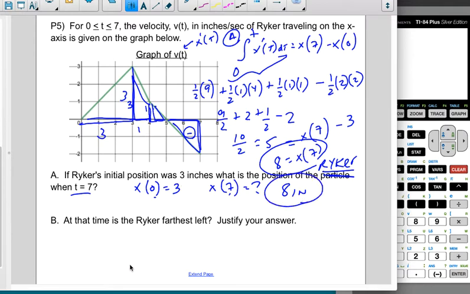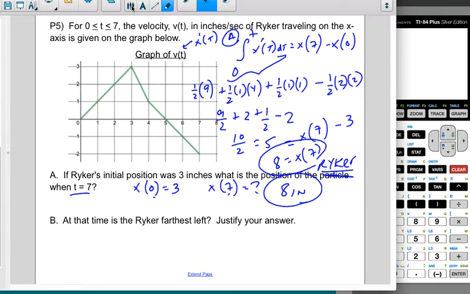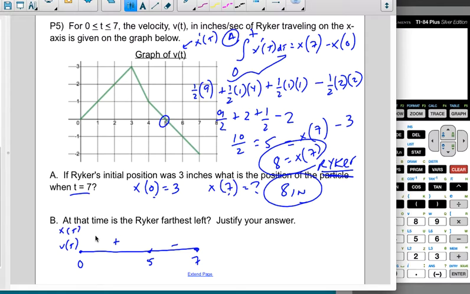At what time is Riker farthest left? Justify your answer. Now this one's a little bit trickier than the one I gave you in E5, and I'll walk you through why. So there are 2 times when Riker is possibly the farthest left, okay? Because if you notice what's happening, v of t starts at 0. The only possible 0 is at 5, and then it ends at 7. Well, v is positive and then negative, which means that Riker's position is increasing and then decreasing. So these are both minima. The question is which one's lower?